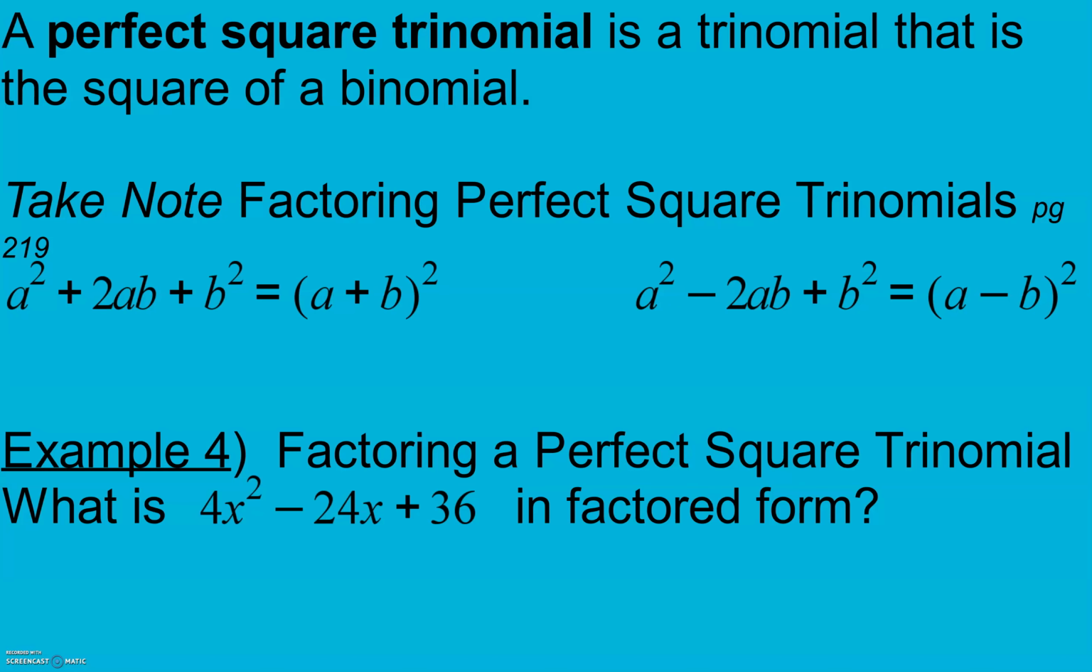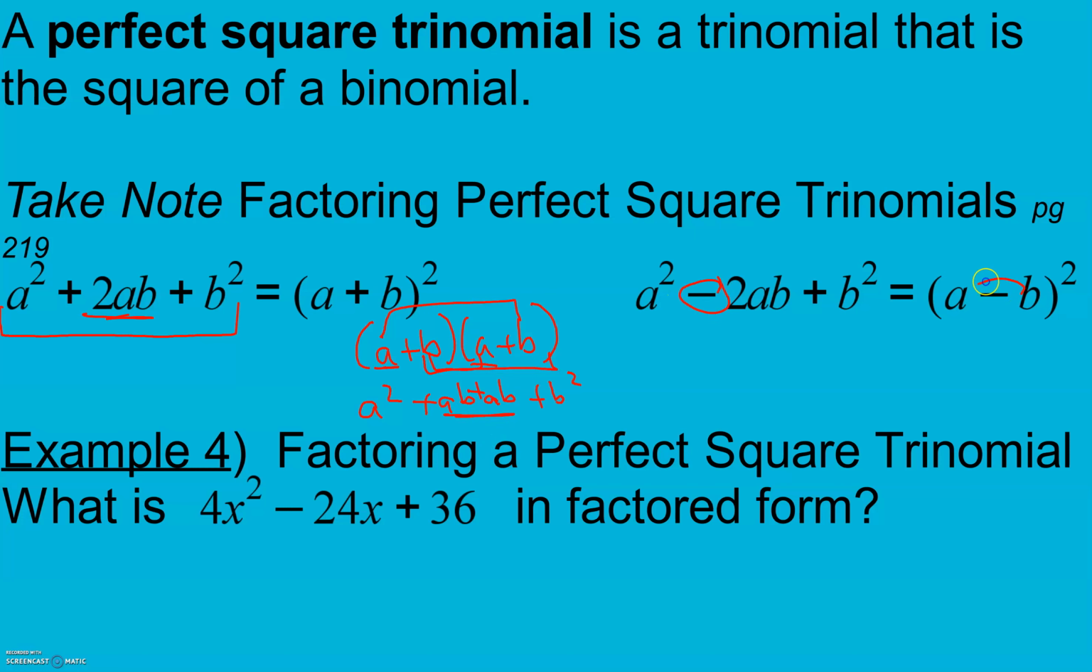A perfect square trinomial is a trinomial that's the square of a binomial. Take note, page 219 talks about these. So what it's telling us is that a perfect square trinomial is the square of a binomial. We get it by taking our binomial times itself. A squared plus my outsides are AB and my insides are AB. When I combine those, I get 2AB plus B squared. So I can combine them to get there. And the same thing works if we're subtracting. It just changes it so that our outsides and insides are both negative.